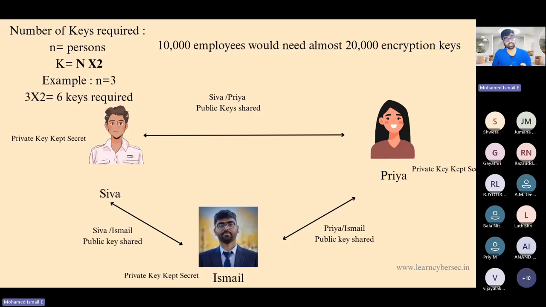But one catch: asymmetric is slow compared to symmetric, because in asymmetric you are using a public key to encrypt and another key to decrypt, which is your private key. So the overall process is a bit slower, but the required key count is less. Again, for asymmetric, the formula is number of keys equal n into 2, where n is the number of persons using asymmetric encryption.